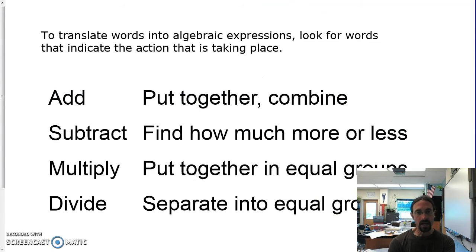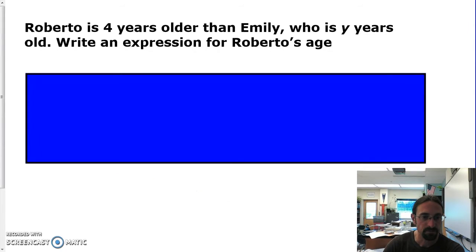When we translate words, so real-life things, into algebraic expressions, look for words that indicate the action. So again, when you think of adding, or when you hear put together, combine, you think adding. When you think find how much more or less than, you're probably going to be talking about subtraction. Putting together in equal groups, of course, is multiplication, and separating into equal groups means to divide. So go ahead and try this right now.